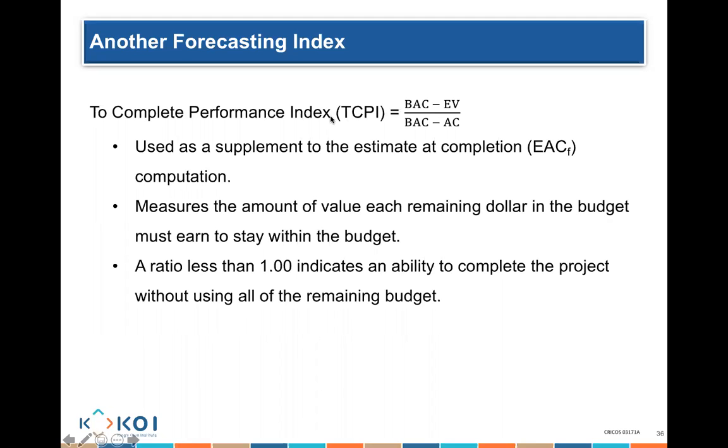My index being under 1 means I was managing my project very well beforehand. Because I was working very efficiently, I now have the ability, even if I don't work as efficiently as I can, even if I have some efficiency issues, to still finish the project, potentially without using up all the remaining budget.